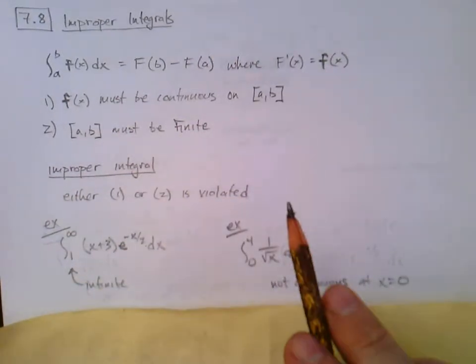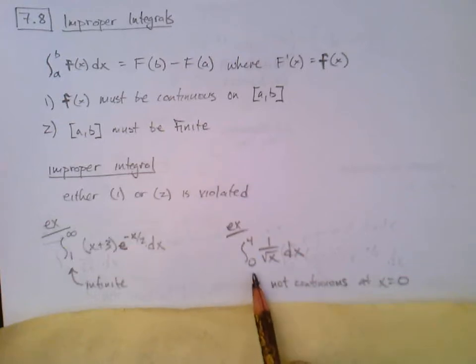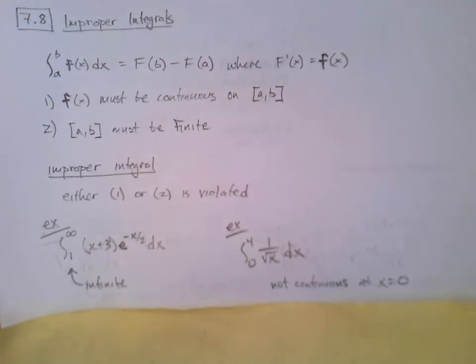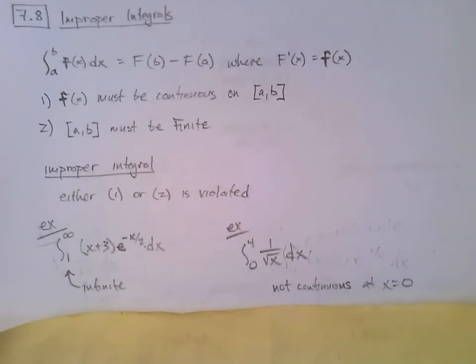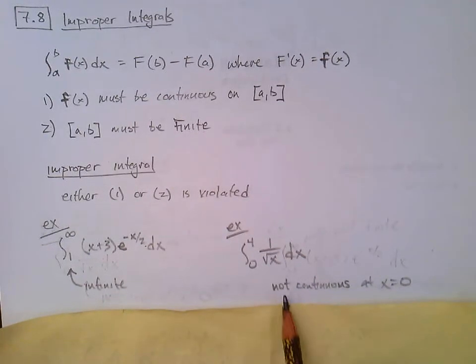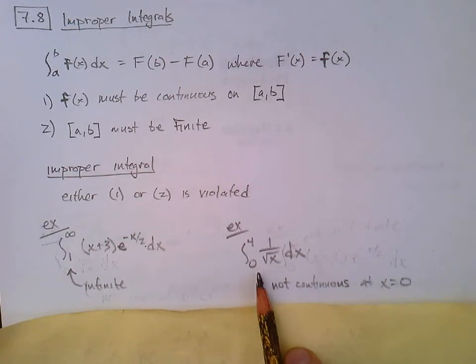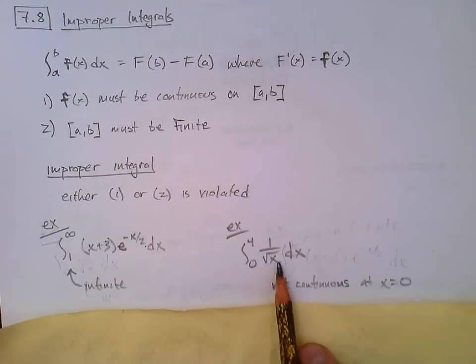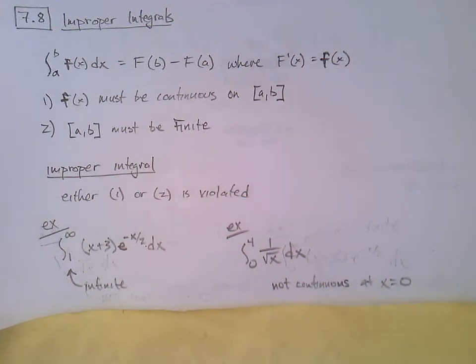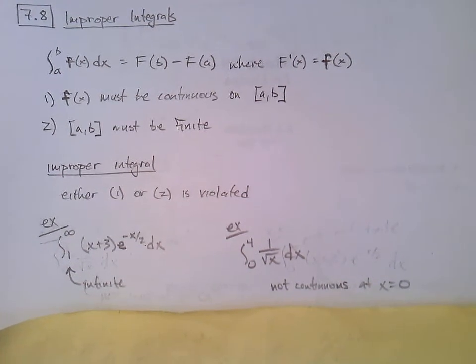And then another one where maybe number 1 is violated. What if we had the integral from 0 to 4 of 1 over square root x? Well, what's the problem there? This function is not continuous at 0, right? We've got a vertical asymptote at 0. Yet still, we can find a way to do this definite integral, and we'll do that shortly.